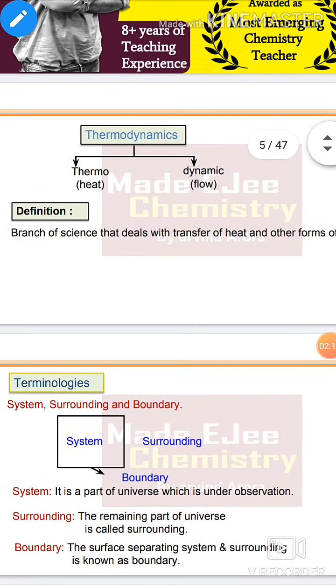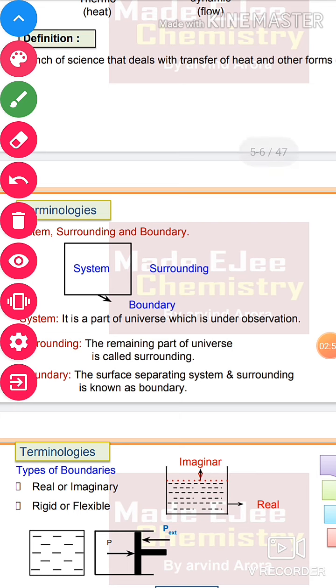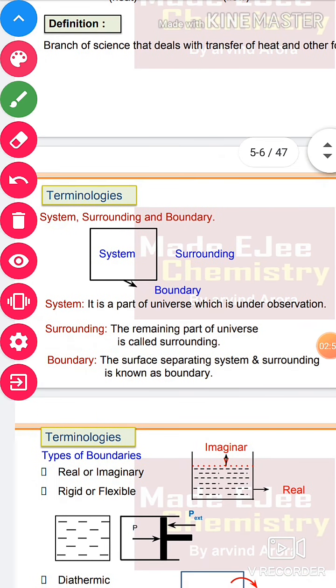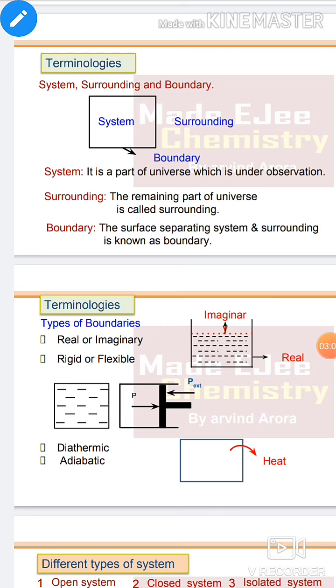Then to learn more about thermodynamics, we must know the basic concepts related to thermodynamics, that are the system, surrounding and boundaries. Let us discuss one by one. First of all, the system. A part of the universe under thermodynamic study is called a system.